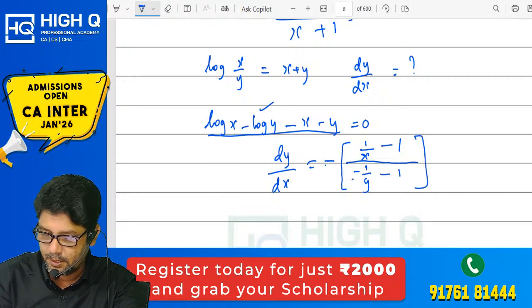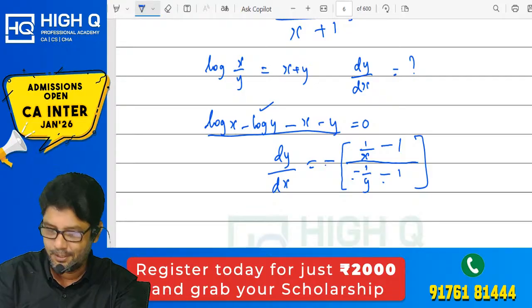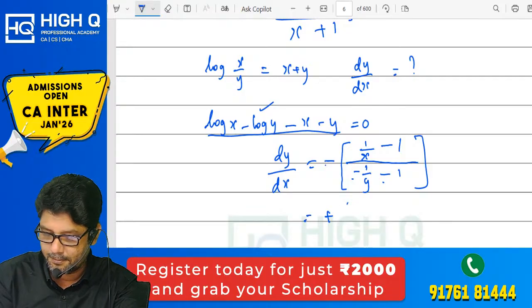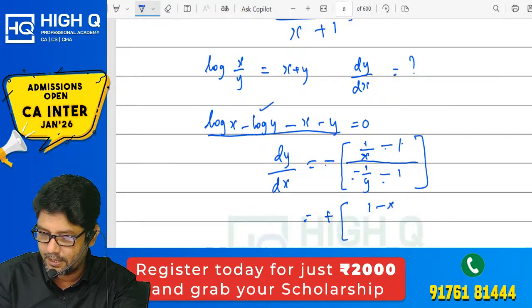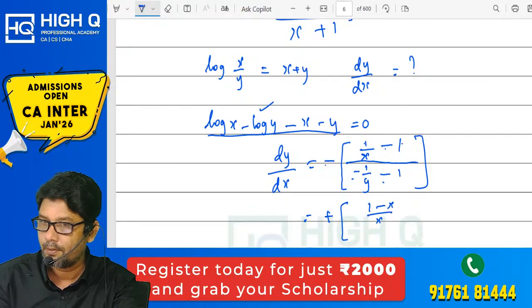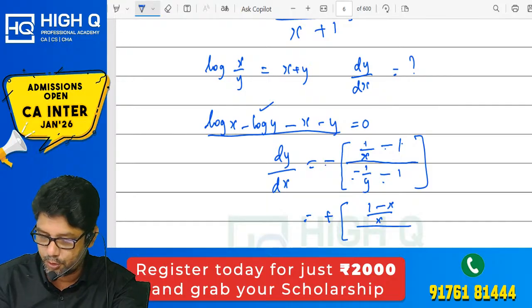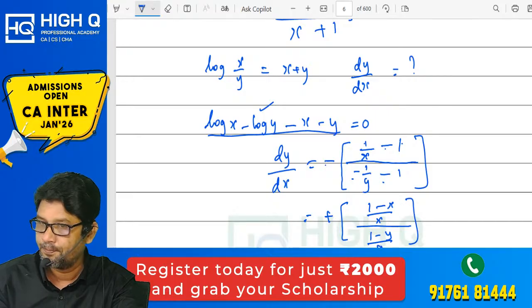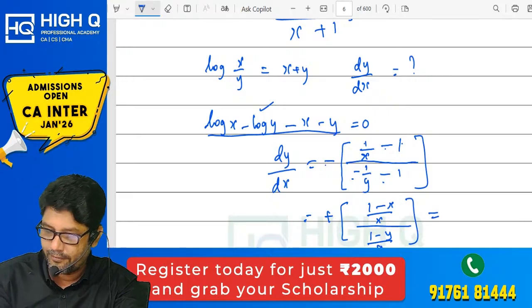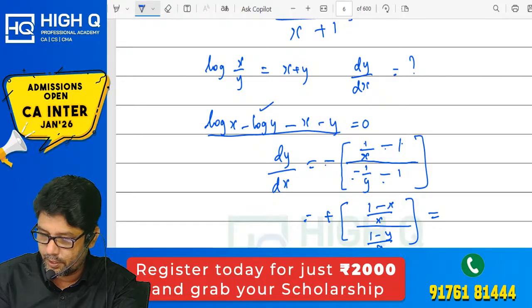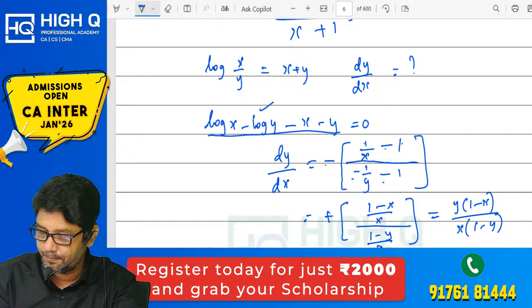Now minus, let me take minus outside. So it will become plus 1 by x minus 1. Can I write it as 1 minus x whole divided by x? Divided by, here minus came outside, so everything is plus. So what is next? 1 minus y divided by y. Is that correct, my dear? Which is equal to, y goes to the numerator, x comes to the denominator. What are you going to get? y into 1 minus x divided by x into 1 minus y.